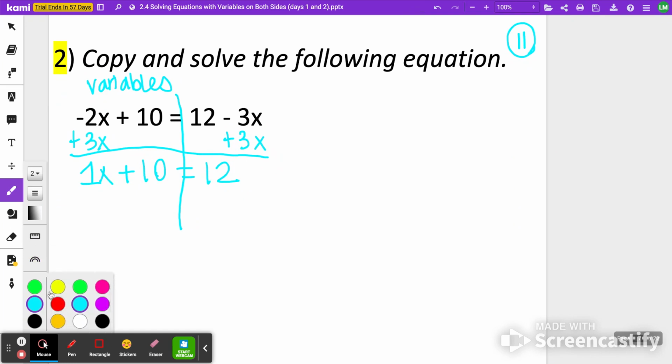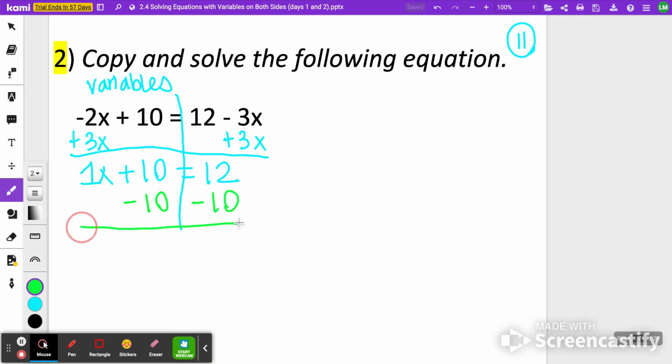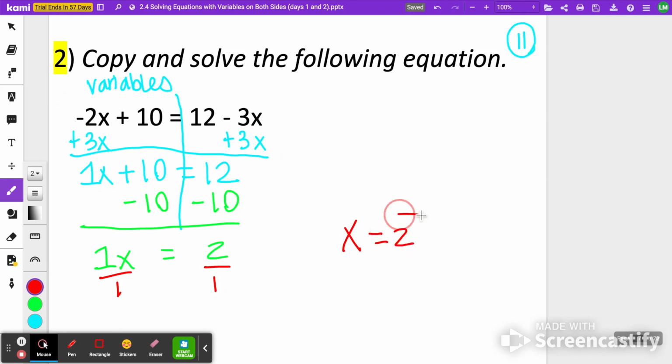Okay, now I'm ready to undo any addition or subtraction. I see plus 10, so I'm going to subtract 10 from both sides. So now I have 1x is equal to 12 minus 10, which is 2. And then the last step is to undo any multiplying or dividing. So I'm going to divide by 1, where I get x is equal to 2. Okay. Again, I can check this by plugging in wherever 2 is.